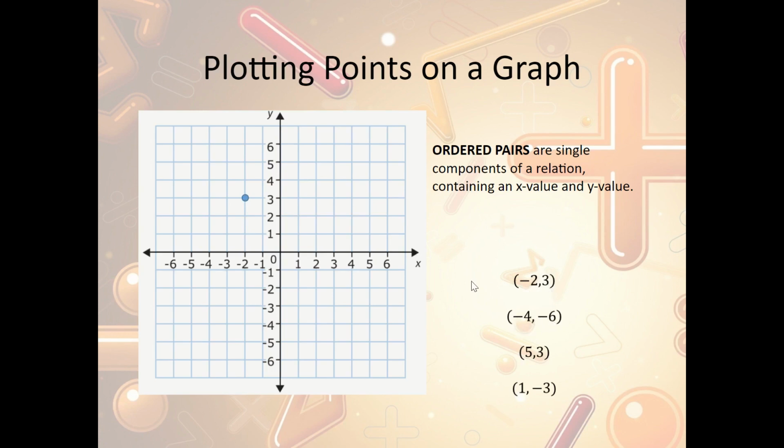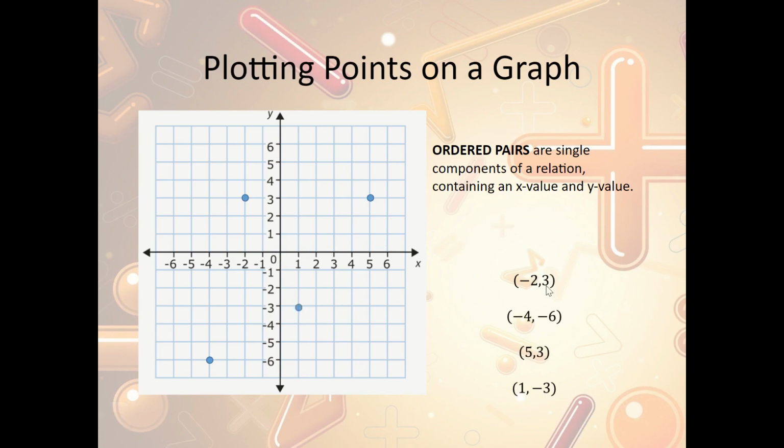Then we have -4, -6. Well, -4 on my x-axis, so I'm going to go find -4 on the x's, right there. And then -6. So I'm going to go down and find -6, which is here, and plot that point. Then I have 5, 3. So x is 5, so I'm going to go and find where x is 5, which is here. And y is 3, so I'm going to go find 3, which is right there. And there's that point. And lastly, I have 1, -3. So x is 1, so I'm going to go find 1 on the x-axis, which is here. And -3 on the y-axis, which is here. And I plot that point.